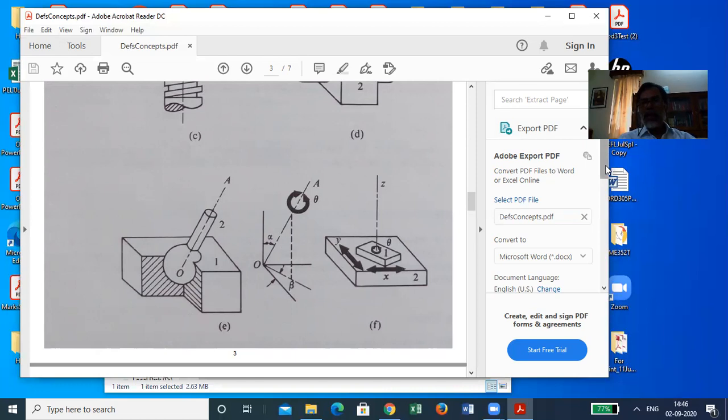So these are the 6 lower pairs. Higher pairs: cam and follower, the gear teeth, 2 gears. Those you will encounter towards the end of the course.